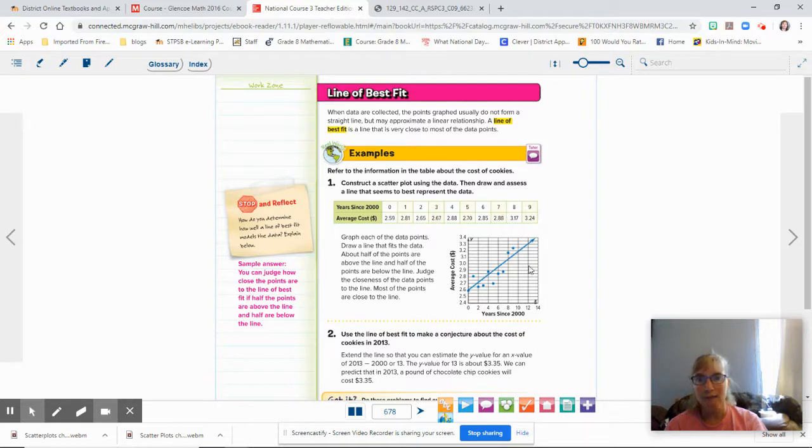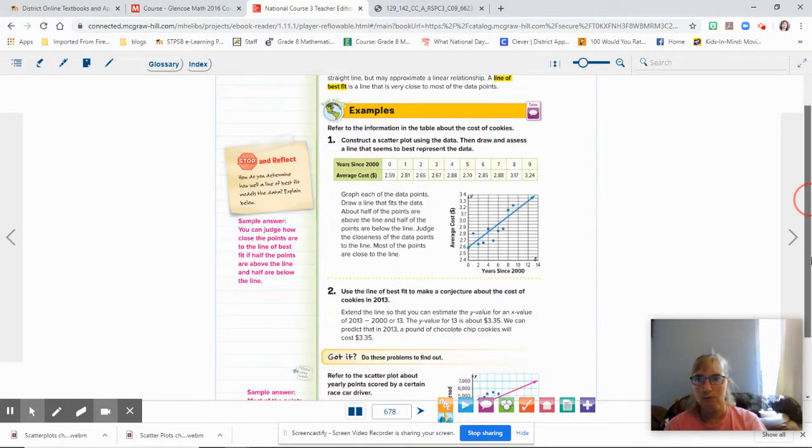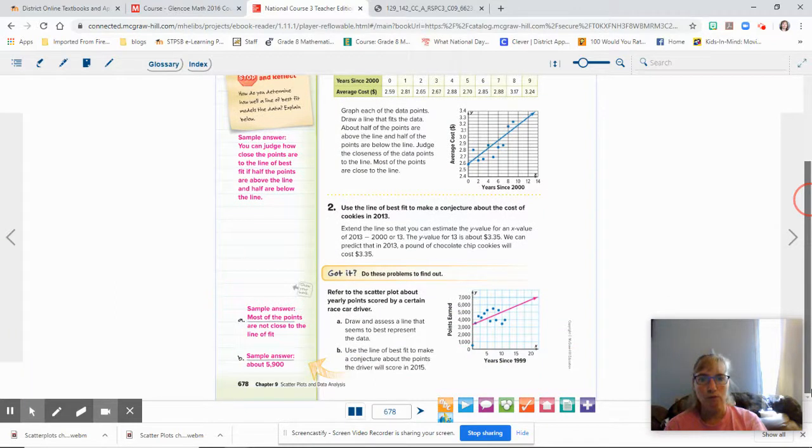You don't want to guess 325 or something like that. So just make sure that if you are making a guess, and a conjecture is a guess, that you do it carefully. Another thing we're going to do with this is the same kind of example.